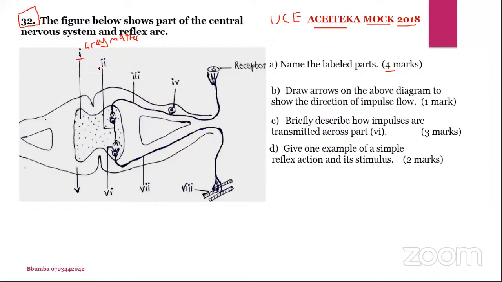And then what about part 2? How do we call part 2? Yes, Blessing. The relay neuron. Thank you. This is the relay neuron, or you can actually call it the interneuron. Benjamin, gray matter, no, we are done with that.